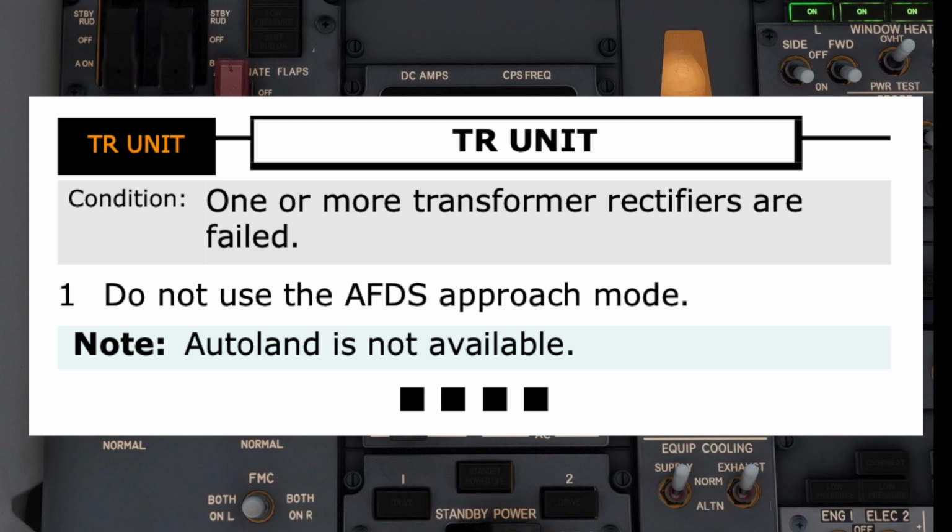And as the 4 black boxes indicate the checklist is complete, also states that to the pilot flying. "Note, Autoland is not available. TR unit checklist complete."